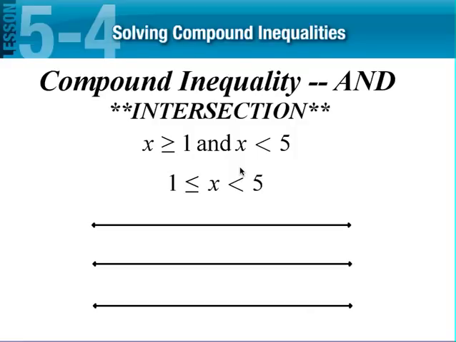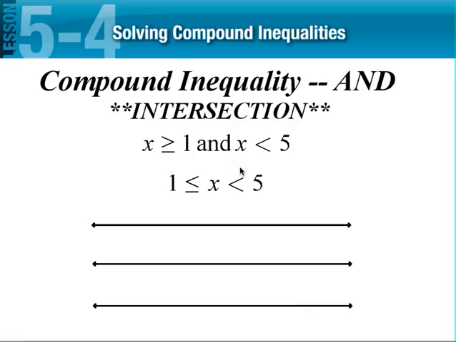And so a compound inequality has two words. It has an "and," or it has the word "or." So and, or. That's what you need to remember. First of all, we're going to talk about "and." When you hear the word "and," that means intersection.